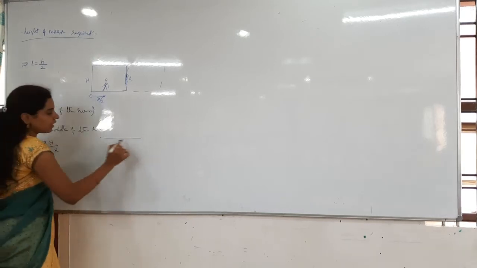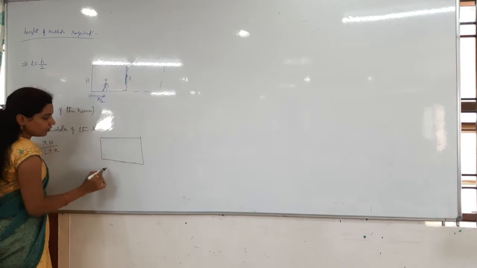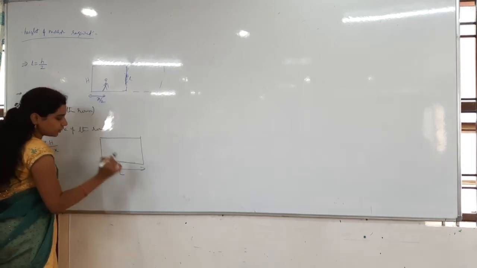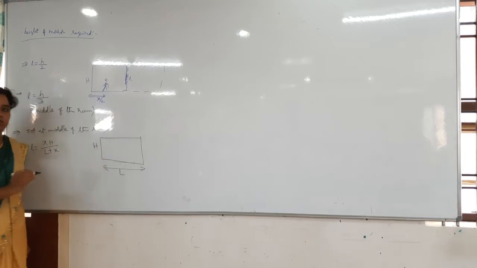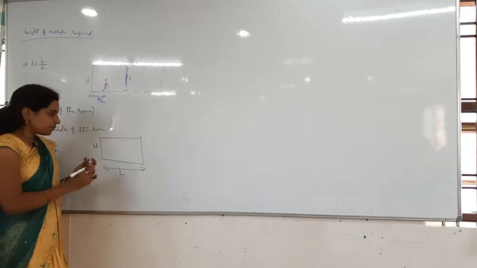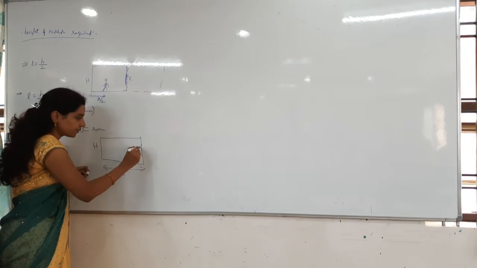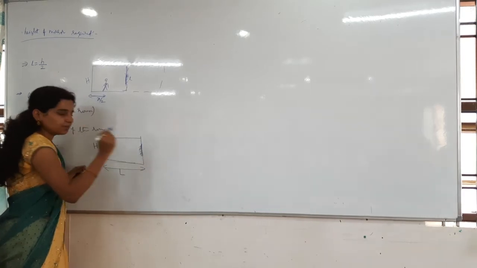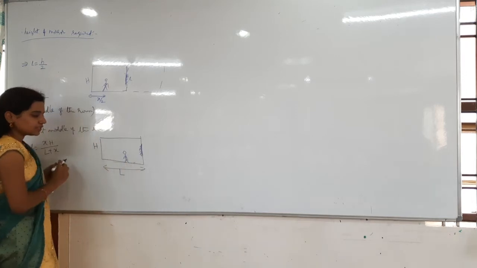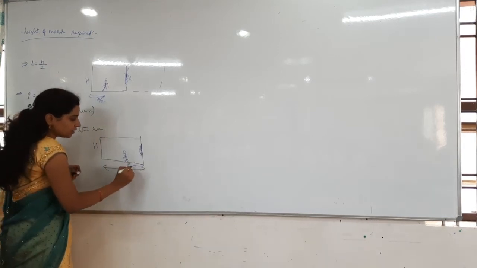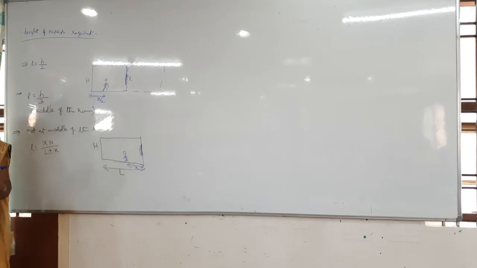Now here I have taken a room of length L, the exact total length of the room is L, and the height of the room is H. Then I fixed my mirror here on the other wall. And I am standing here somewhere, the person is standing here, at a distance of x from the mirror.